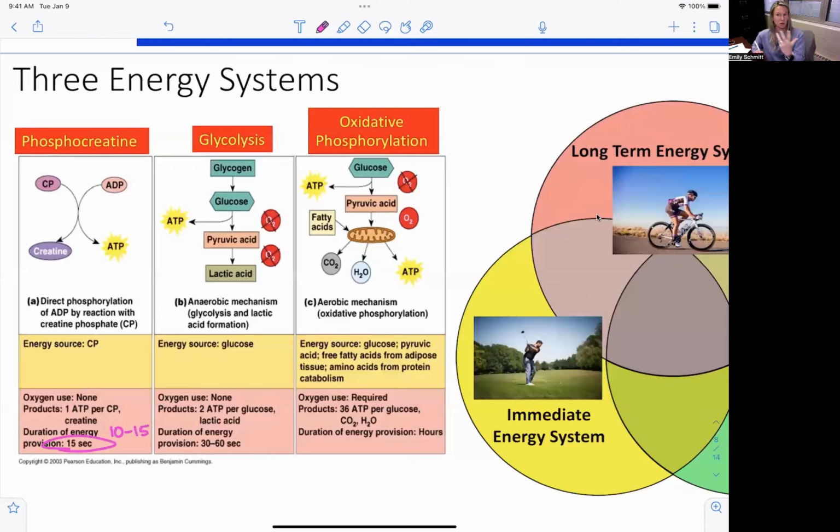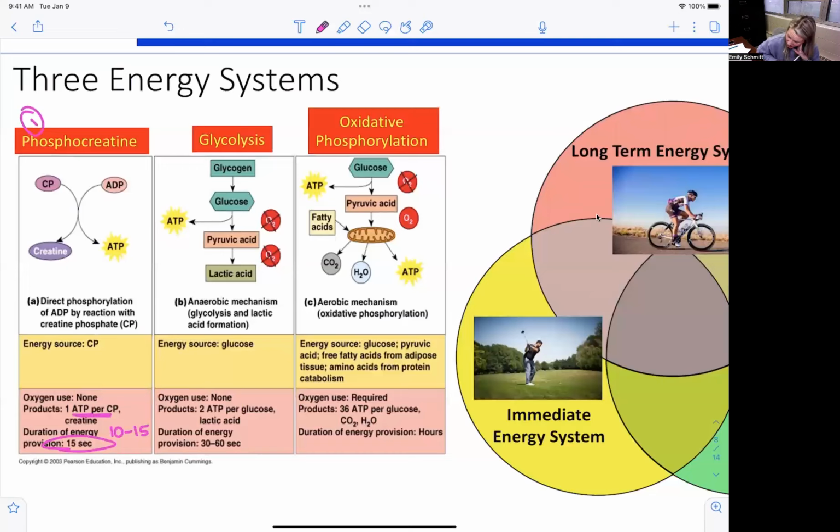Your body doesn't know if you're going out for a sprint or a marathon. Whether it's a sprint or an 800-meter run or a 5K or a marathon, initially it's like, oh, we're running. How long are we going to run for? And then you kind of ease into that. My point is that you will tap into this phosphocreatine system first. And so this is 1 ATP per creatine phosphate, and your duration of energy is about 10 to 15 seconds.